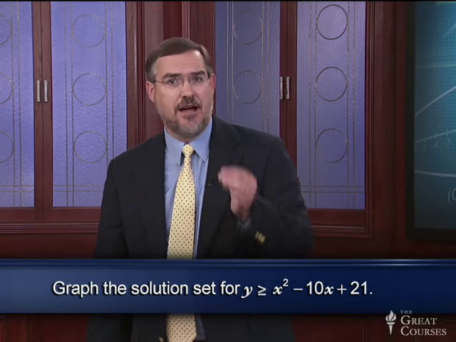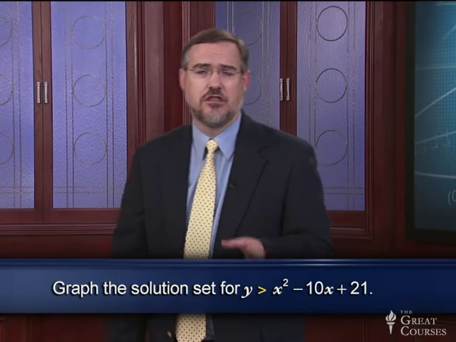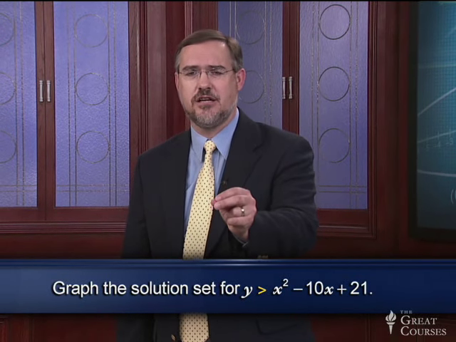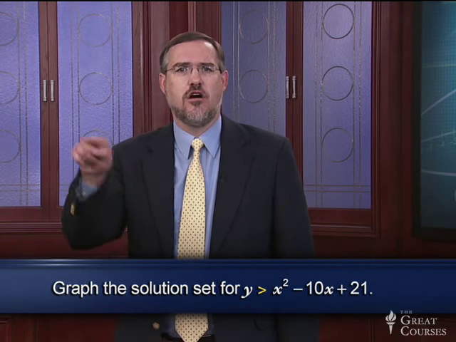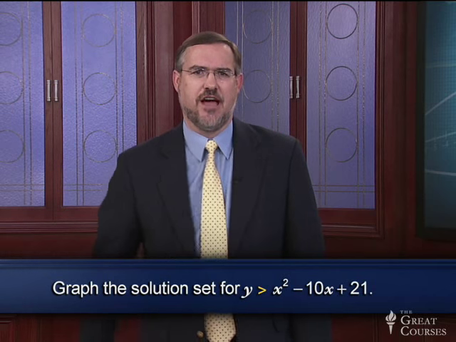All right, if I had had a strict inequality so that this was just y is strictly greater than x squared minus 10x plus 21, then I would have drawn the parabola in a dashed fashion.